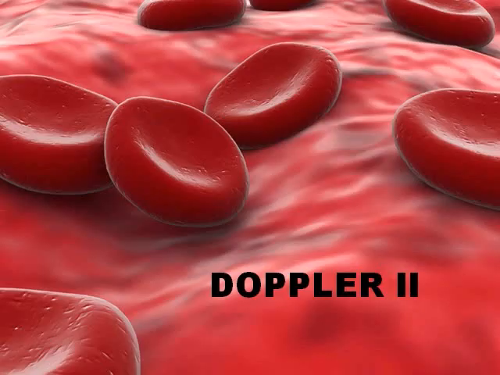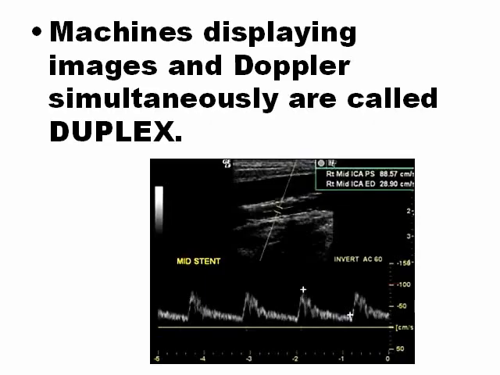Doppler class number 2. In Doppler we use two modes, spectral Doppler and color Doppler. But in spectral Doppler we use a screen called duplex. It's the combination of B mode and spectral Doppler.